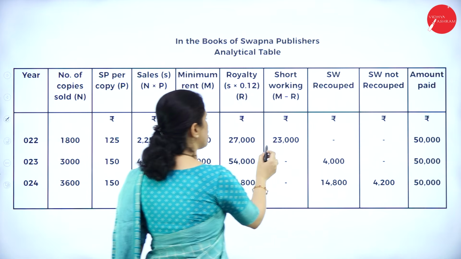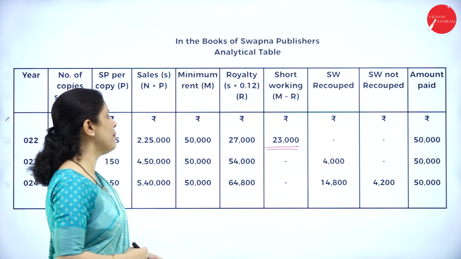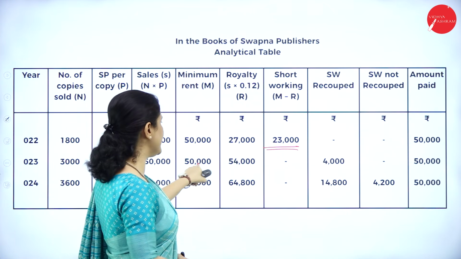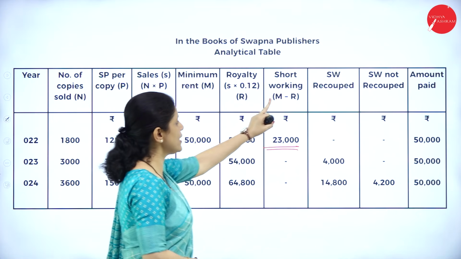So how much is the short working? 23,000. That means royalty is lesser than the minimum rent. So it is a short working. We have to write it. So second year, is there any short working? No. Third year? No. Next, recouped.